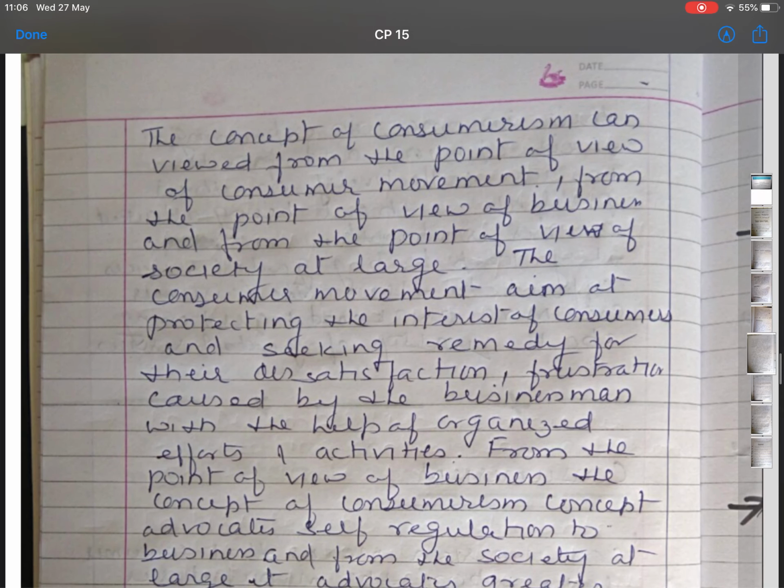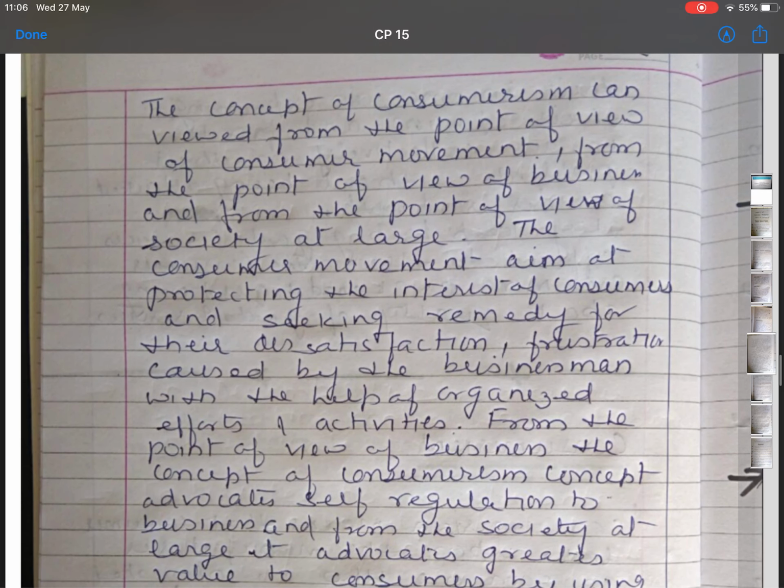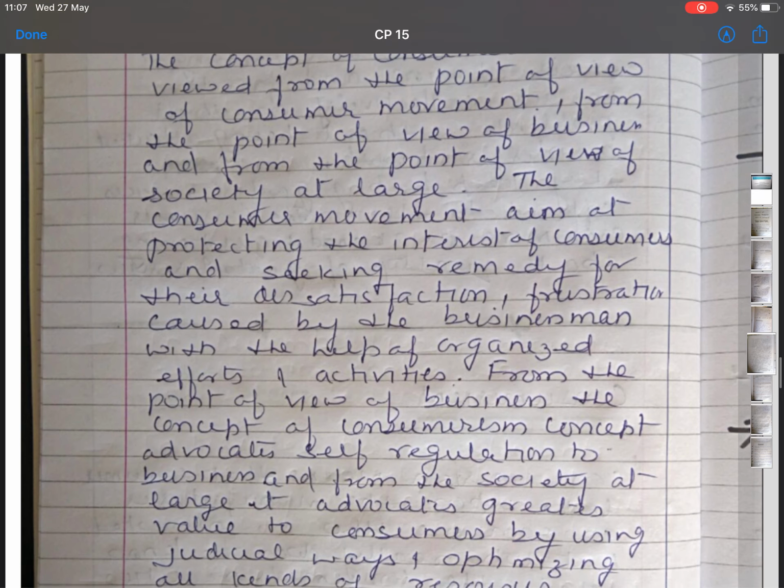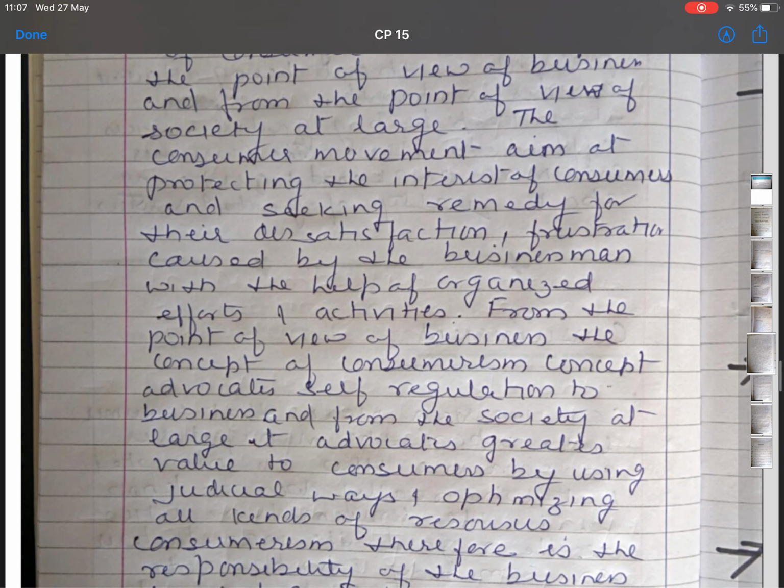it is very clear that the concept of consumerism can be viewed from the point of view of the consumer movement, from the point of view of business, and from the point of view of society at large. The consumer movement aims at protecting the interest of consumers and seeking remedy for their dissatisfaction and frustration caused by the business, with the help of organized efforts and activities.